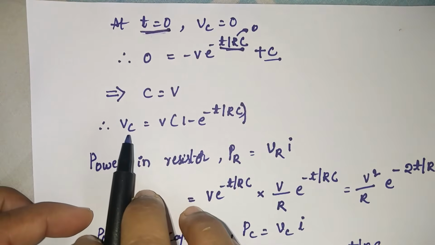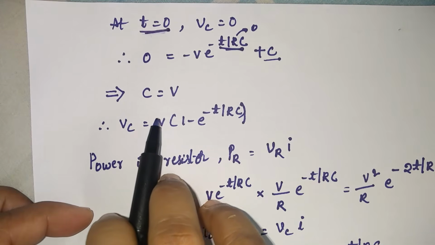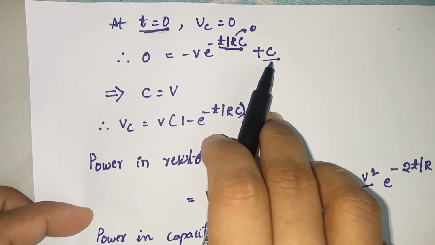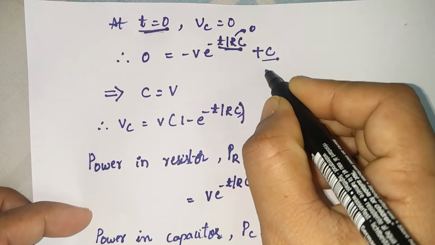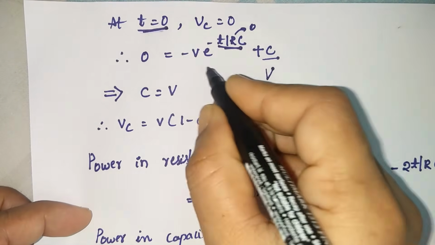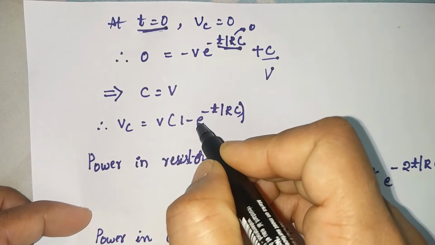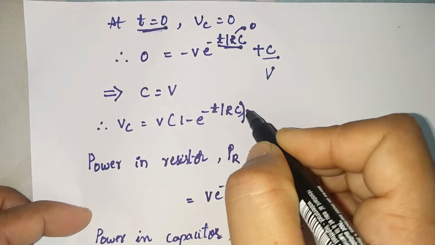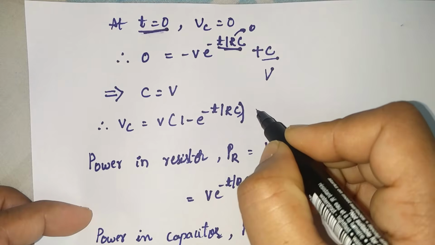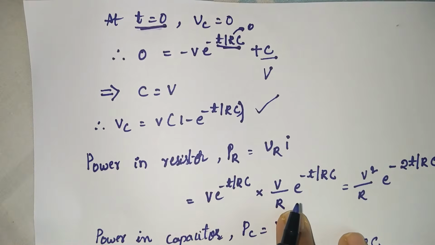So therefore voltage across the capacitor is equal to, so constant value, what is the constant value? V, right? Okay, so this value is V. So directly I am taking V as common. If we take V, then it will be 1 minus e power minus t by RC, right? In this way we can find the voltage drop across the capacitor.